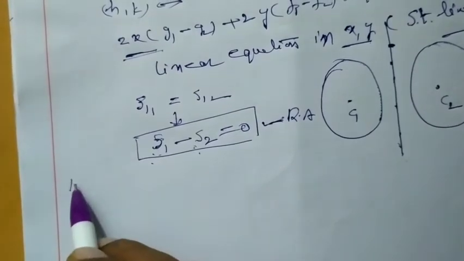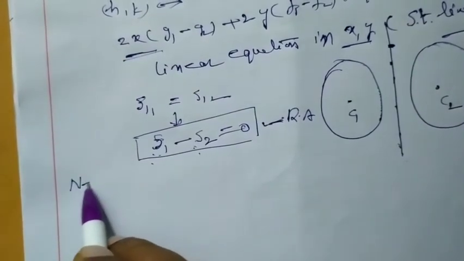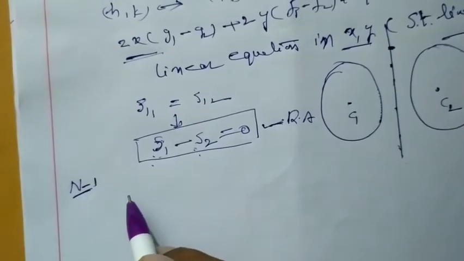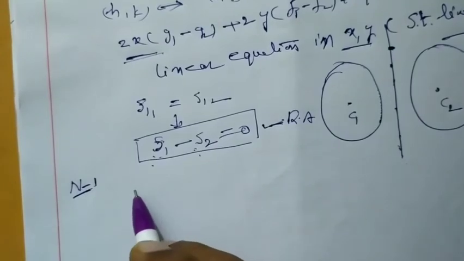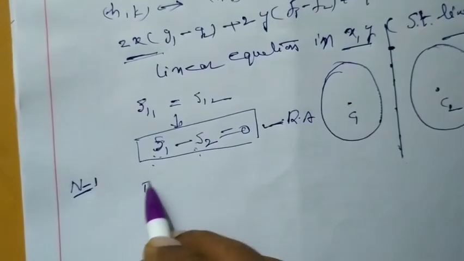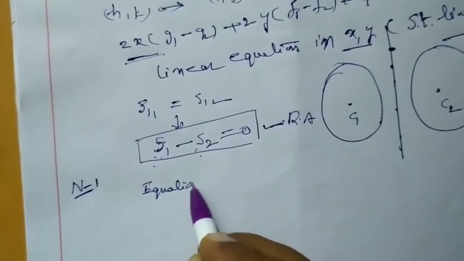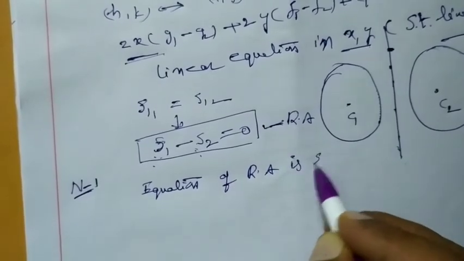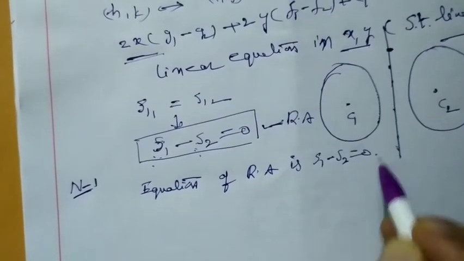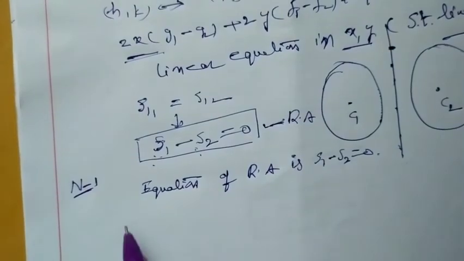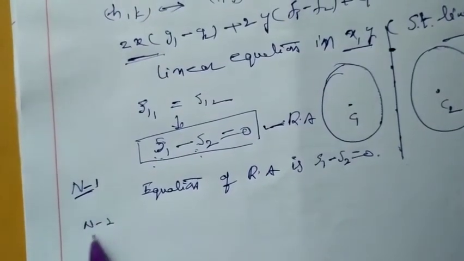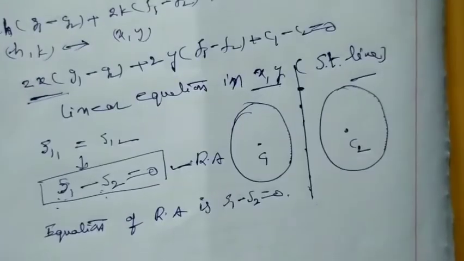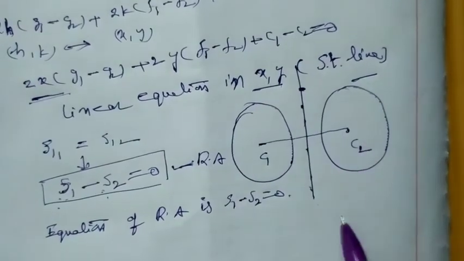Next, in this concept, let us learn some important points. The first point is the radical axis is a straight line, and its equation is S1 minus S2 is equal to 0. The second point is the radical axis is perpendicular to the line joining the centers. Suppose if you see, this is the line joining the centers.